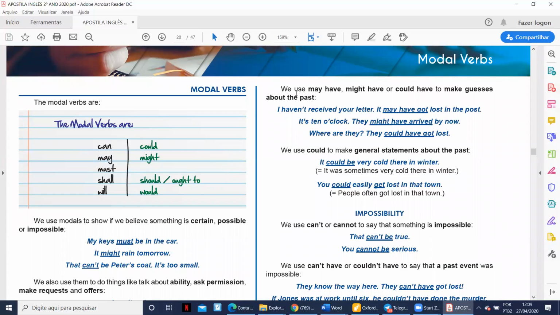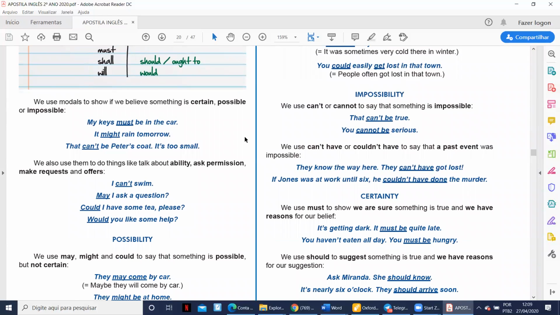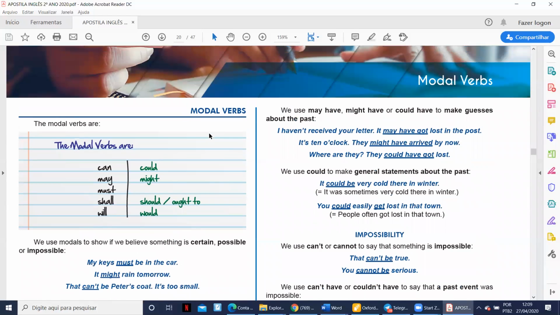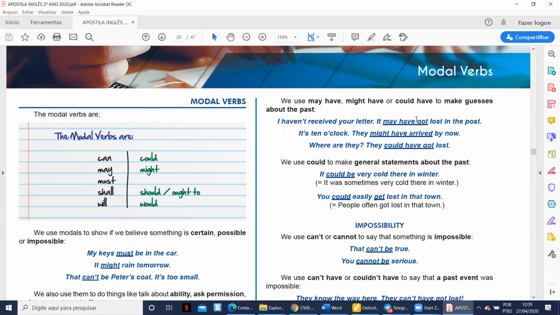continuing on, we use may, might, and could with have, always with have, to make guesses about the past. So, if you look back to the examples that we have already seen, for example, here, they may come by car. I don't know if they are going to come by car, but, you know, it's a possibility. We are talking about the future, right? But when I use may have, I'm not talking about the future.